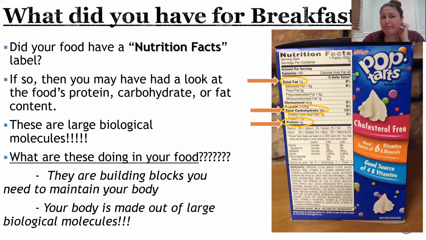If you think about what you had for breakfast, a lot of your foods, if you go to your pantry and look at the sides of the boxes, have nutrition facts. And if you've ever looked at those nutrition facts, you've seen these macromolecules, things like the fat, which we're going to call lipids, carbohydrates, and proteins. These are large biological molecules. And what are they doing in your food?